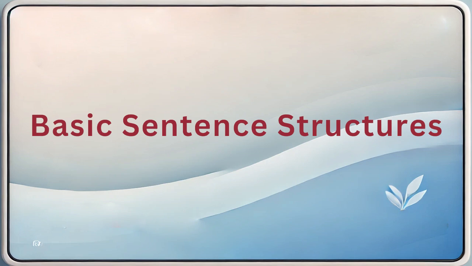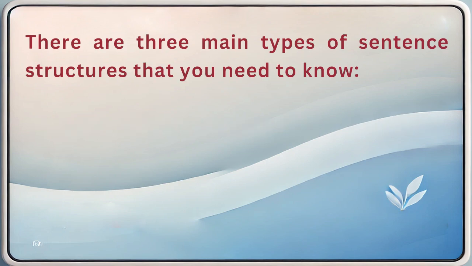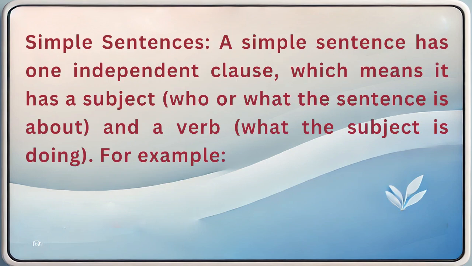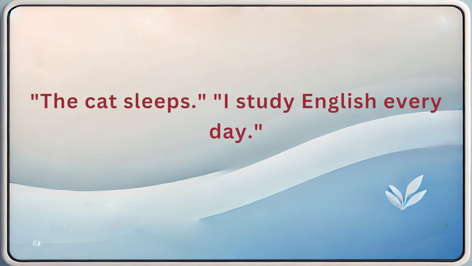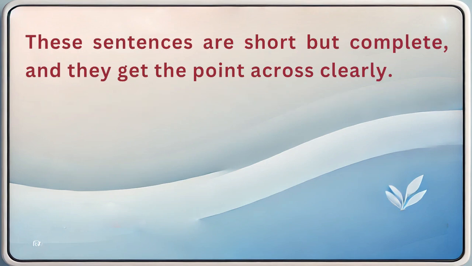Basic sentence structures. There are three main types of sentence structures that you need to know. Simple sentences. A simple sentence has one independent clause, which means it has a subject, who or what the sentence is about, and a verb, what the subject is doing. For example, the cat sleeps. I study English every day. These sentences are short but complete, and they get the point across clearly.